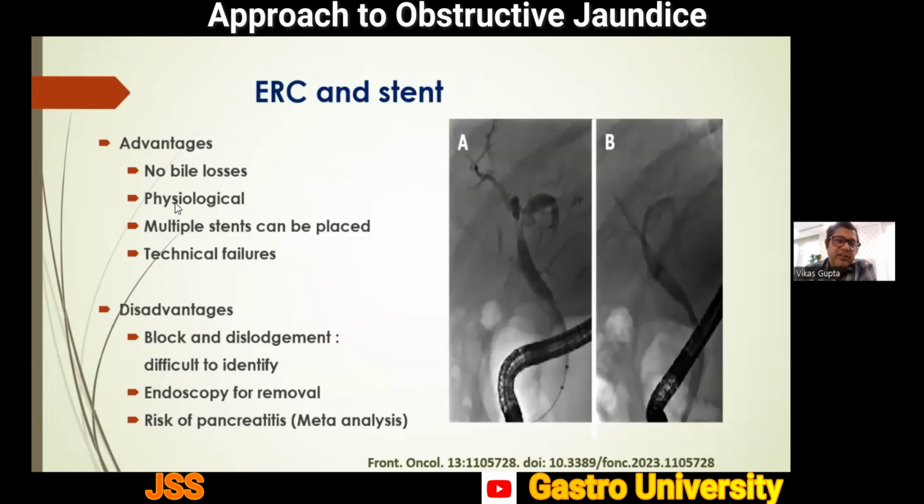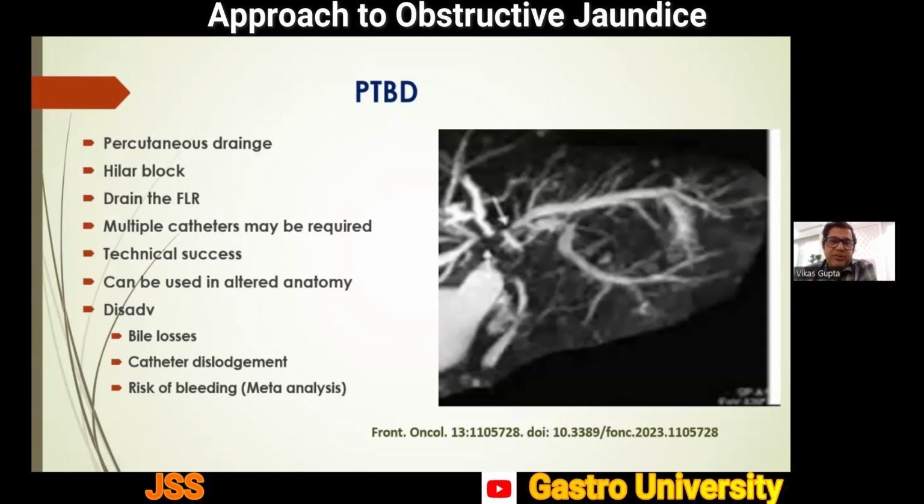ERCP stent, again, there are no bile losses. It is the most physiological thing. Multiple stents can be placed. However, there can be technical failures, and the stents can get blocked. They can get dislodged into the GI tract, and we need a repeat procedure for removal of the stent, and there is always a risk of pancreatitis associated with ERCP.